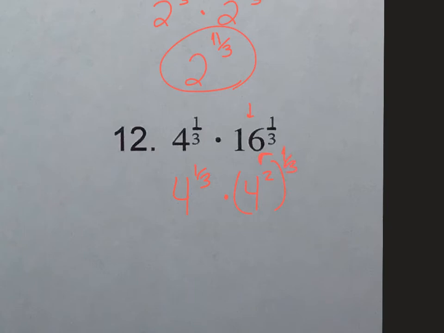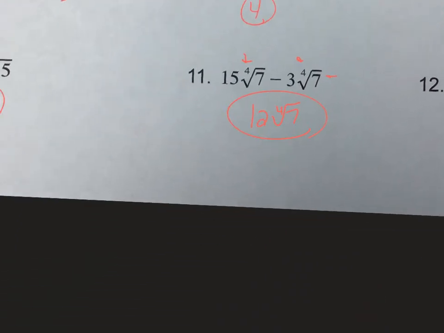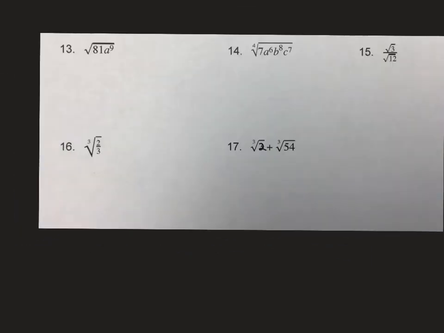Again, I have an exponent in and out. Whenever you have that situation, you multiply your exponents together. 2 times 1/3 is 2/3. Now I'm multiplying. When you multiply, you add exponents. 1/3 plus 2/3 is 3/3, which is just 1. So it's really 4 to the first power, or just 4. That's all I got on that page.